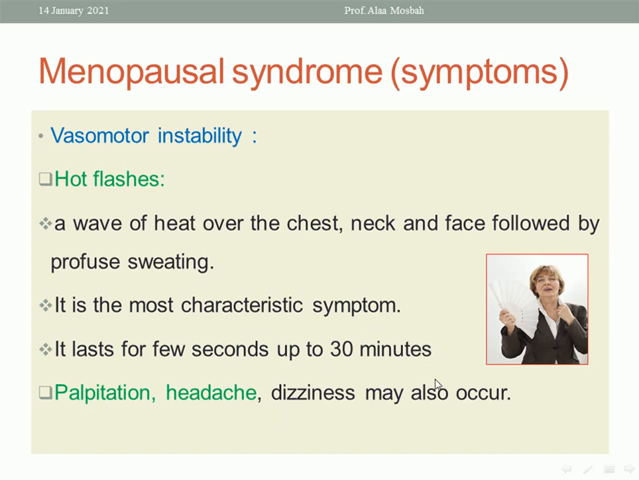And of course, it is related to estrogen deficiency and other physiological changes at the level of the hypothalamus and the pituitary glands. Let us start with the vasomotor instability with hot flashes, which is the sensation of heat over the chest, neck, and the face, followed by sweating. It is the most common characteristic symptom, and its duration varies. It may last from a few seconds up to 30 minutes, and may be associated with palpitation, headache, dizziness, and so on. The hot flashes are due to increased FSH-LH, increased dopamine, increased norepinephrine, and increased prostaglandin at the level of the hypothalamo-pituitary axis.